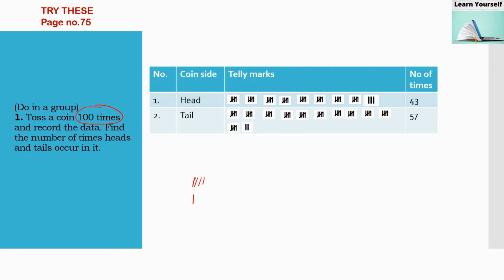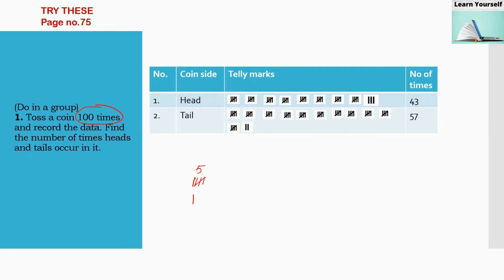That means one group of tally marks is giving me 5 observations. That means 5 times head I got. Similarly, I noted down all the observations over here. The number of times I have written here is 43. Each group gives me 5 observations, so 5 plus 5 plus 5 plus 5 plus 5 plus 5 plus 5 plus 5 plus 3 is going to give me 43. Here, similarly, I got 57.